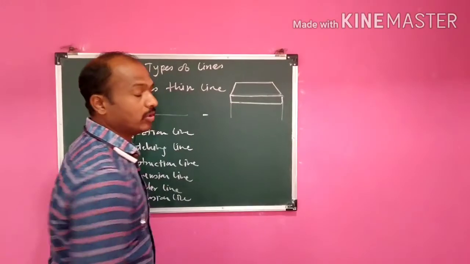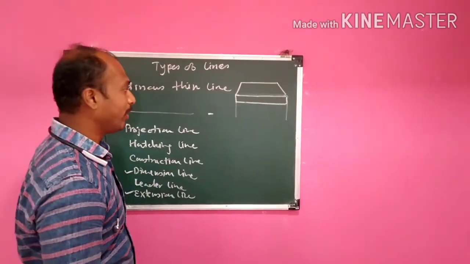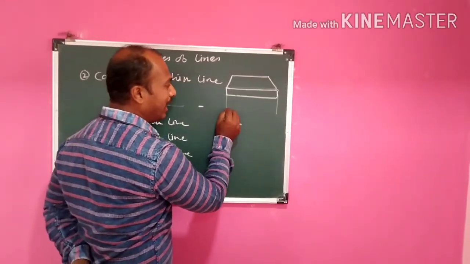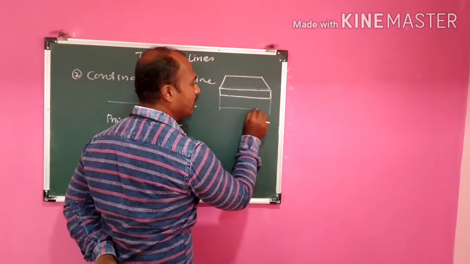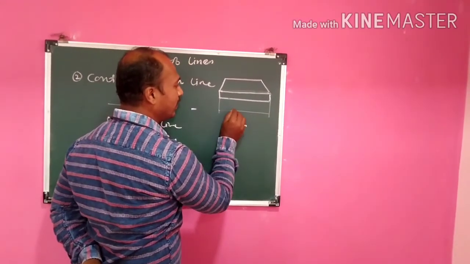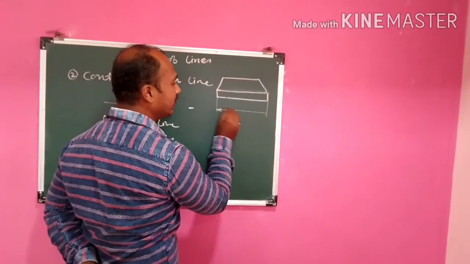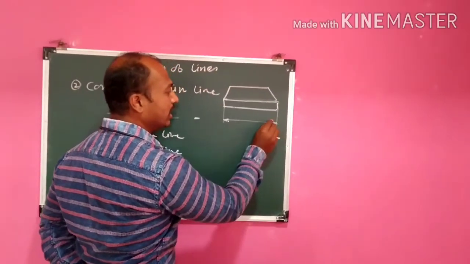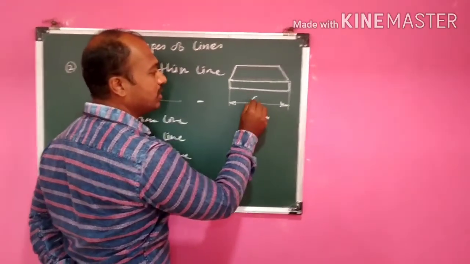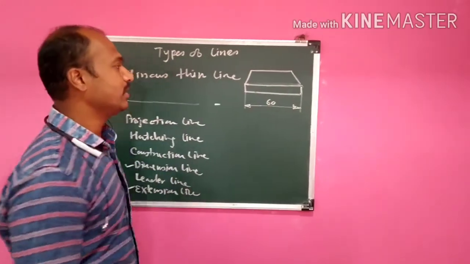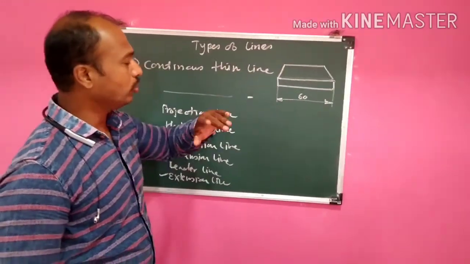From the corner of the object, we draw perpendicular lines like this, and at the end, keeping some distance from here, we draw another line. Then we draw arrowheads at the end, and we put the dimension on this, say 60 mm. It is 60 like this. So how to give the dimension?